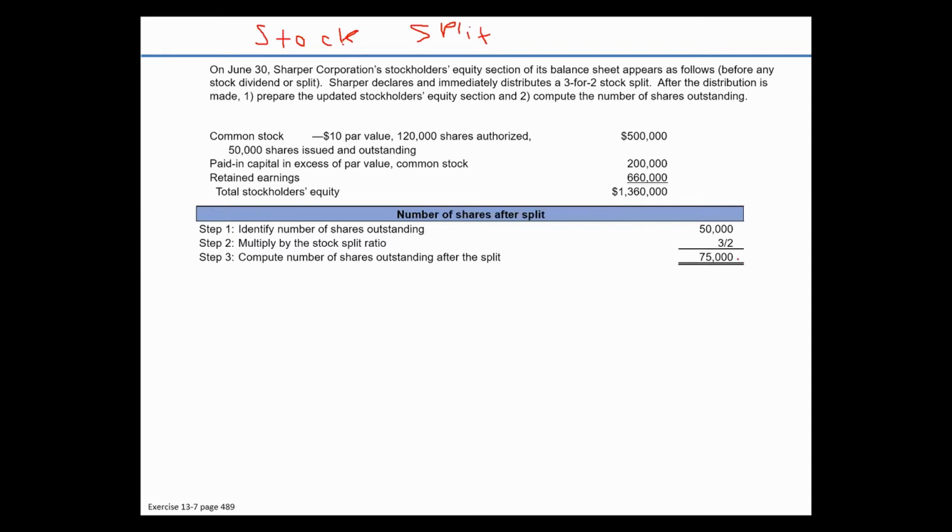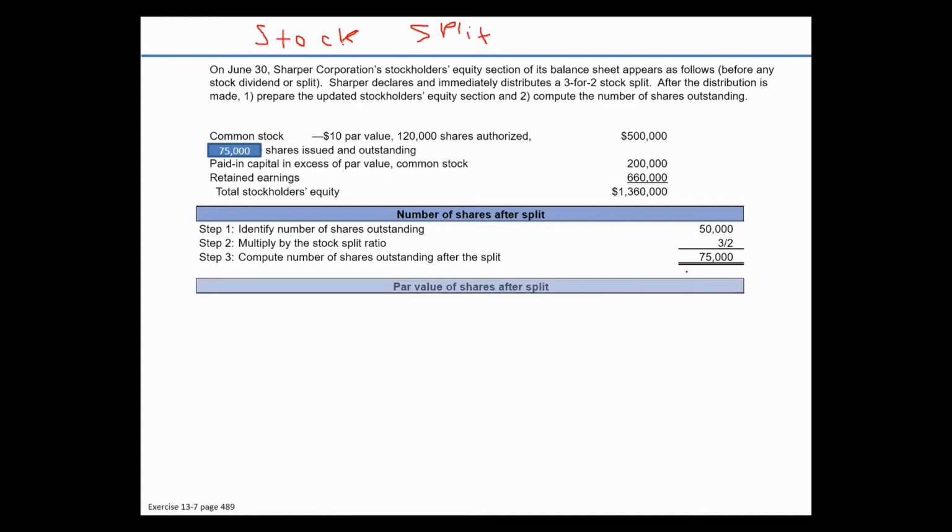Initially, right now, we have 50,000 shares outstanding, multiplied by the split ratio, which is 3-to-2. So we multiply 50,000 by 3-to-2, and that's going to give you 75,000 shares that would be outstanding after the split. The par value before the split is $10, multiplied by the reciprocal of the stock split, which is 2 to 3, so the new par value of the shares after the split would be $6.67.